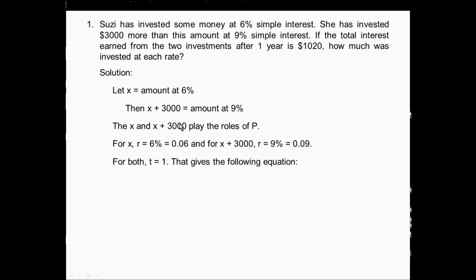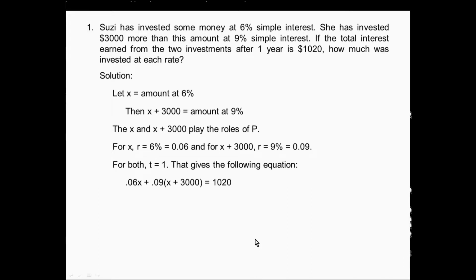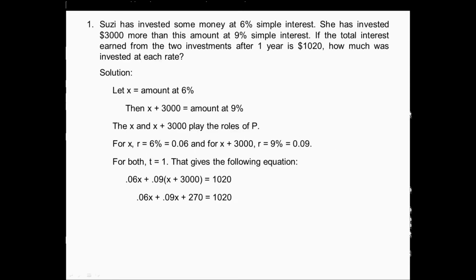Remember, when I add up the interest, I'm supposed to get 1,020. So 0.06x plus 0.09 times x plus 3,000 is equal to 1,020. The interest from the 6% investment and the interest from the 9% investment added together is 1,020. We need to distribute the 0.09. So I got 0.06x plus 0.09x plus 270 is equal to 1,020.